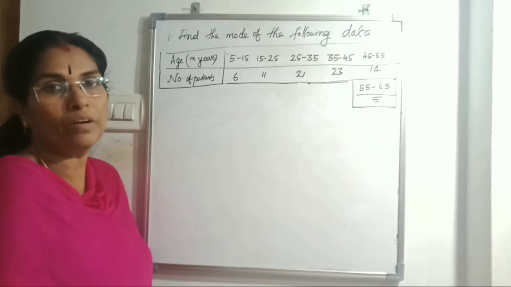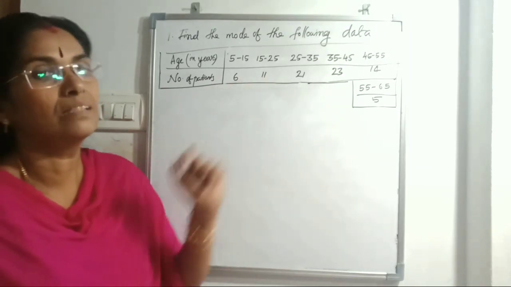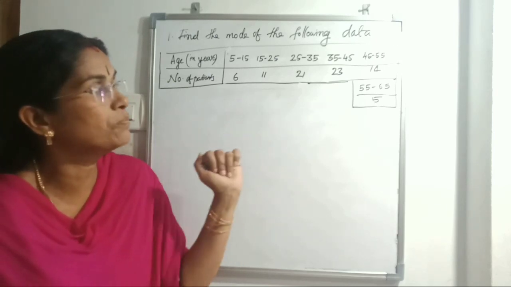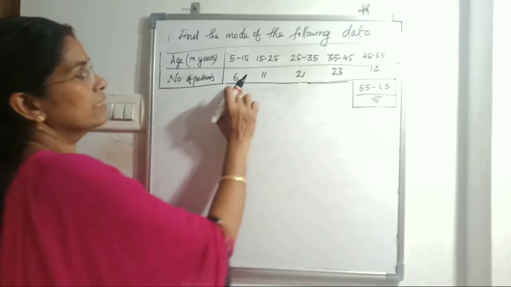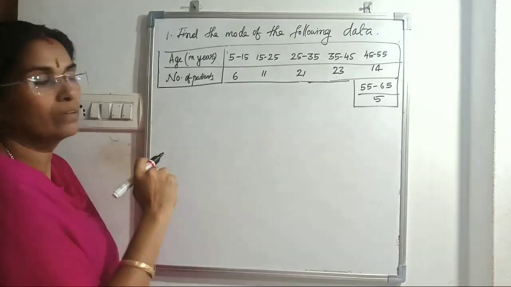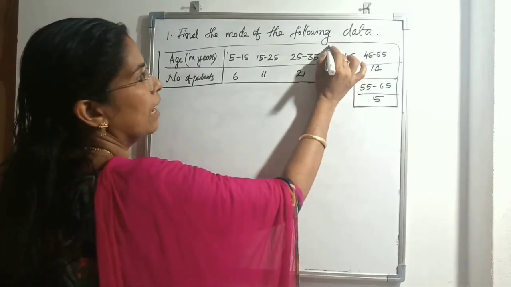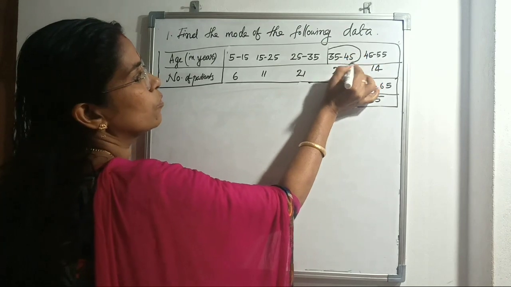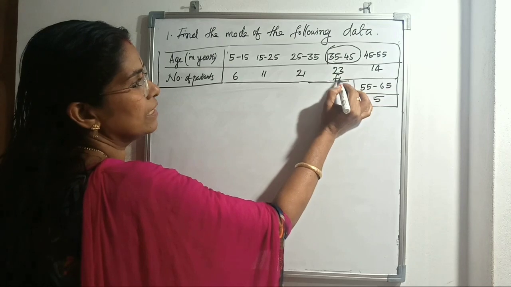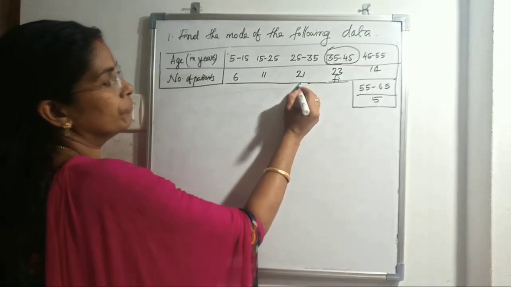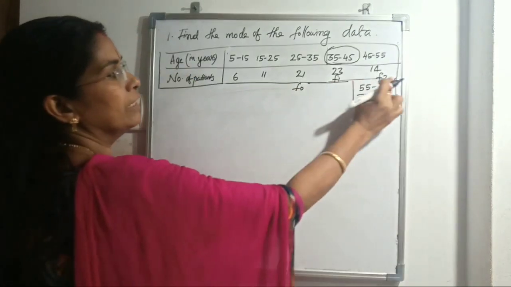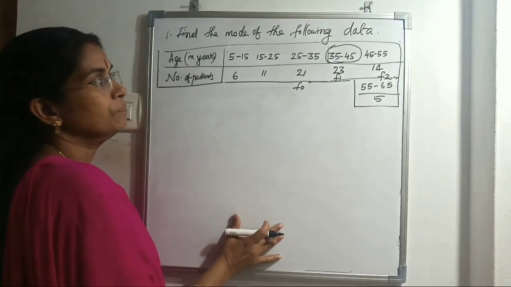First you have to select the model class. So which is the model class here? We have to find out which is the maximum frequency: 6, 11, 21, 23 and 45. So 23 is the maximum frequency, so its class we can say is the model class. This is F1. The one above is F0 and 14 is F2. F0, F1 and F2, in the question itself I am writing all this.